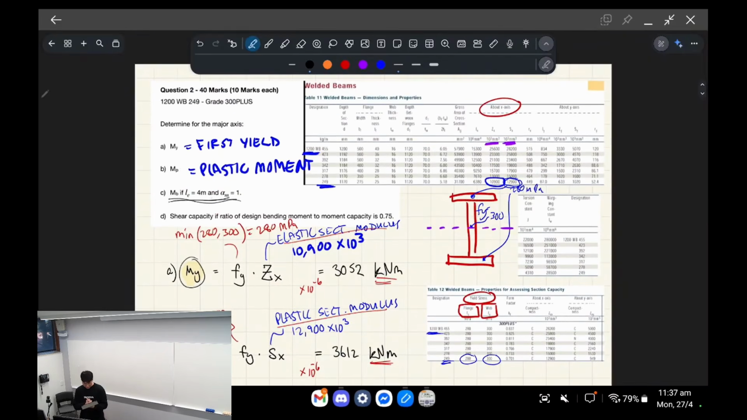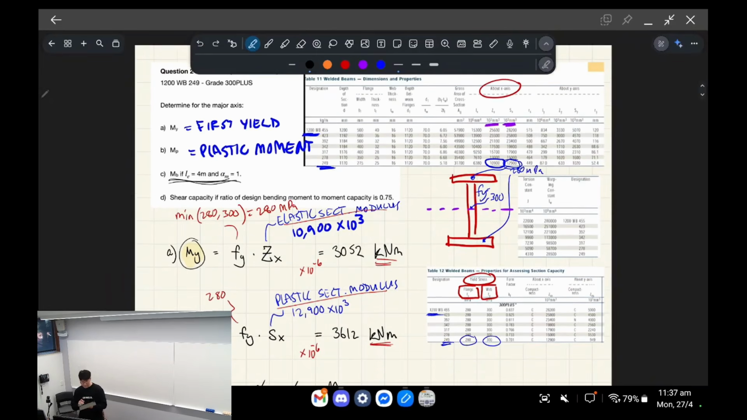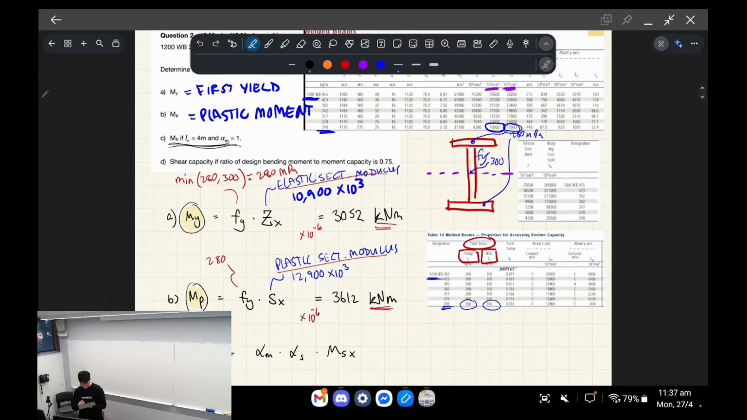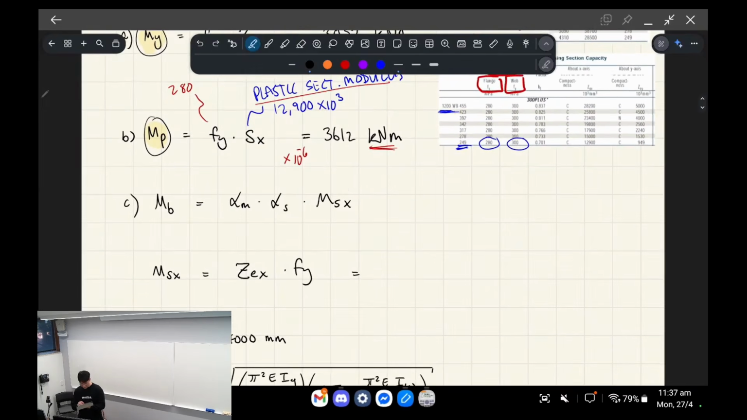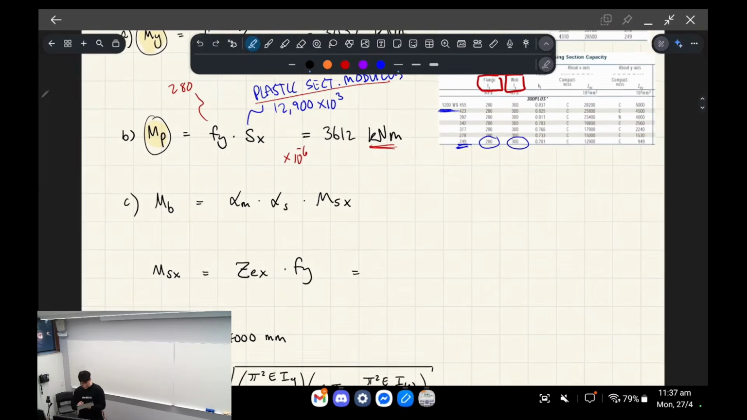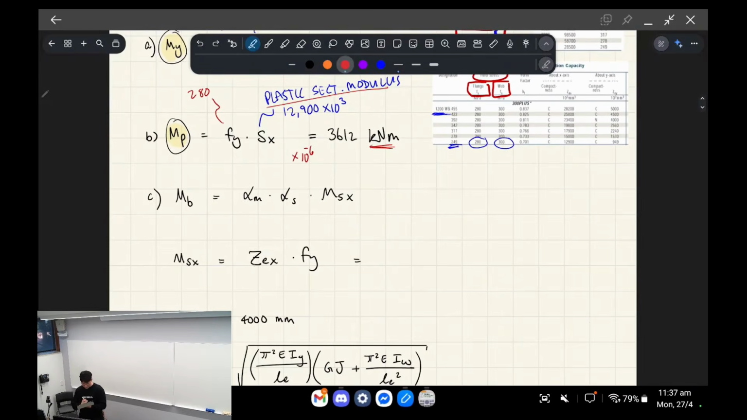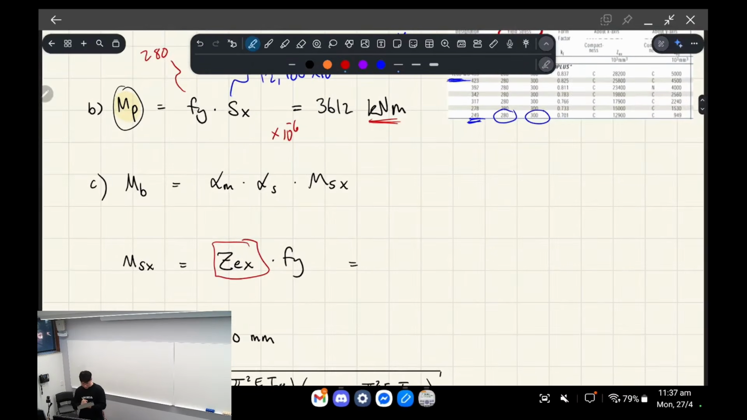And now we're asked what is the bending capacity of this beam if the effective length is 4 meters and the alpha m constant is 1. Okay, so MB is equal to this formula, right? So you've got alpha m, alpha s, which is your slenderness factor, and Ms in the x direction. So first we're going to calculate Ms in the x direction, right? And here we actually have to refer to ZEX.